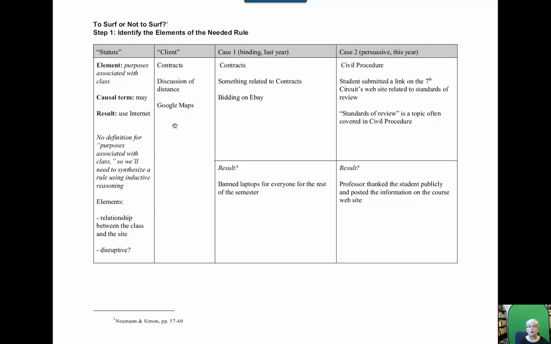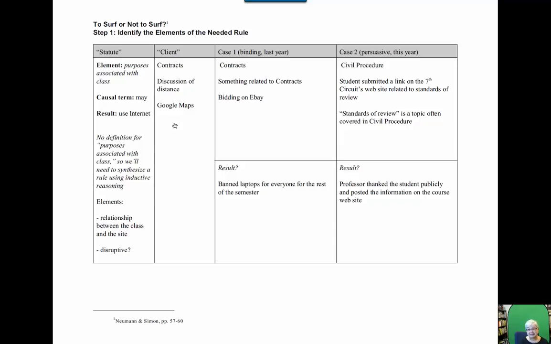The professor was so upset with the student, and this was clearly so far beyond purposes associated with class, that the professor banned laptops for everyone for the rest of the semester. So that's at the far end of not purposes associated with class. So we definitely want to stay away from that kind of behavior. Now, can you make an argument that bidding on eBay is related to class? Sure you can. You can say that there are contracts involved in eBay, but clearly this behavior was so far away from what was going on in contracts that there was no reasonable argument to be made.